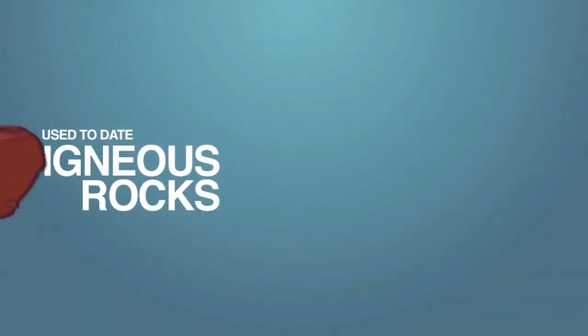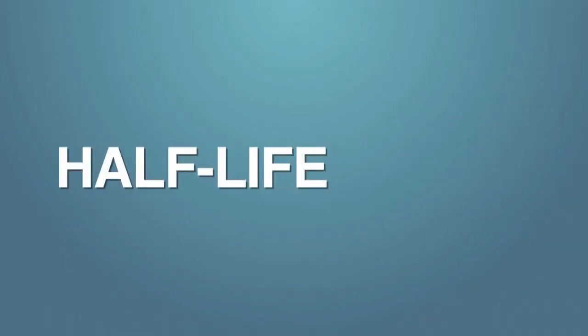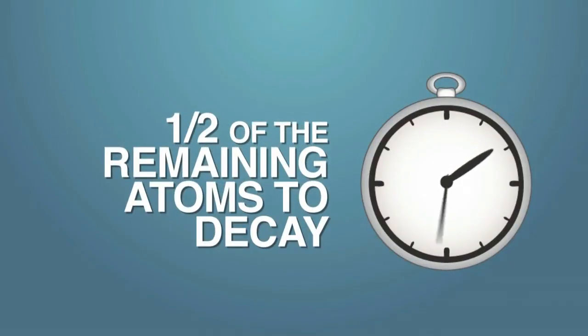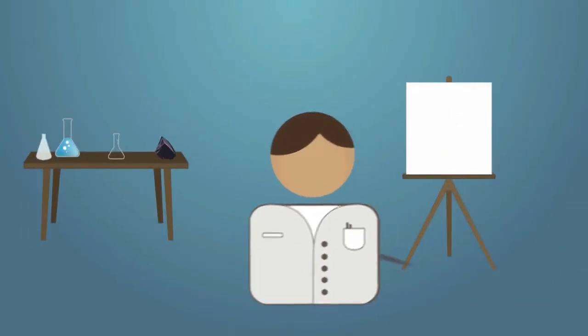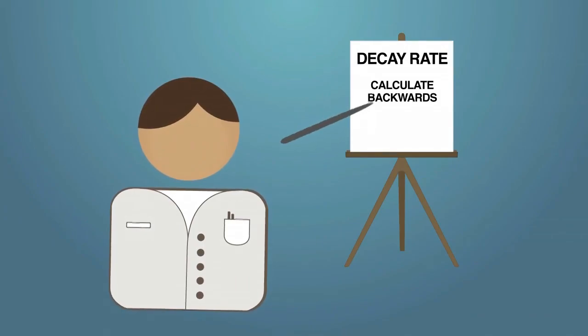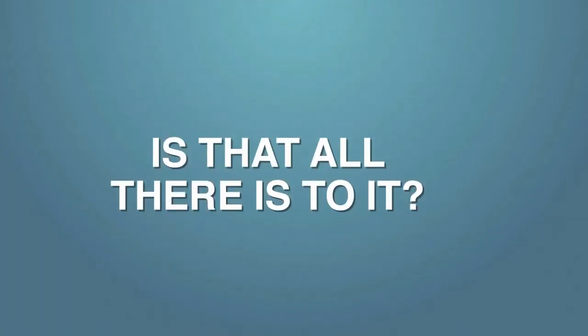Radioisotope dating is commonly used to date igneous rocks, rocks which formed when hot molten material cooled and solidified. The dating clock started when the rock cooled. The decay rate is measured in terms of half-life. That is, the length of time it takes half of the remaining atoms of a radioactive parent element to decay. Now, of course, that can be measured in a laboratory, and it is assumed that since we know the decay rate, we can calculate backwards and come up with the age of the rock. But is that all there is to it? Here's where it gets tricky.